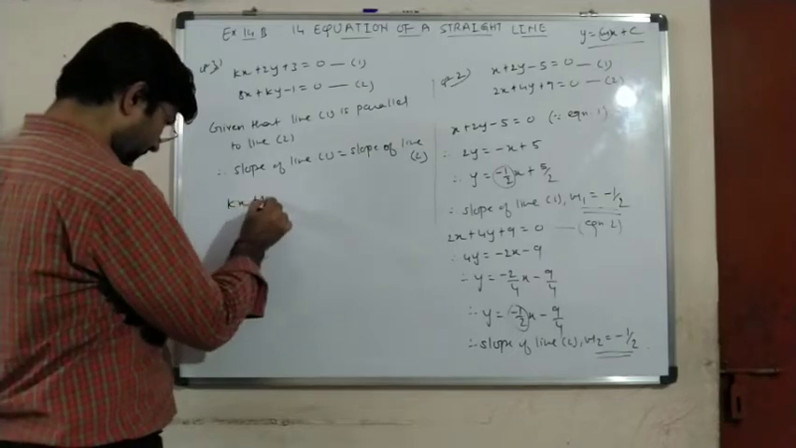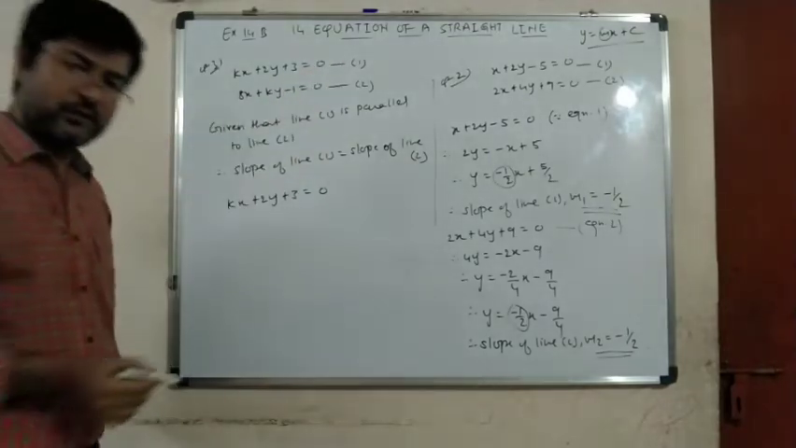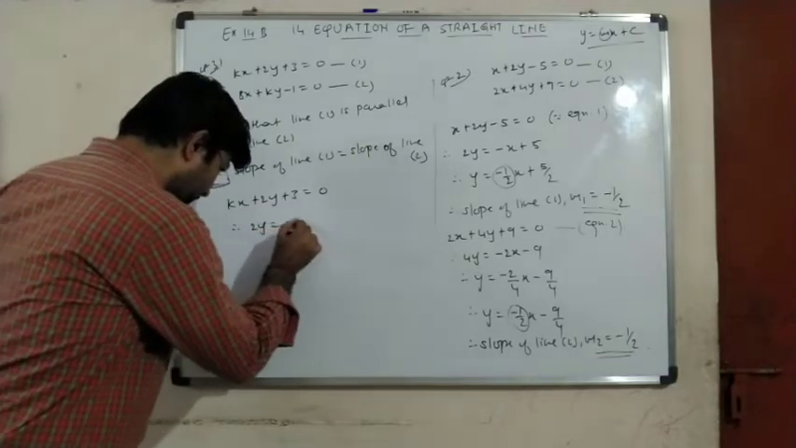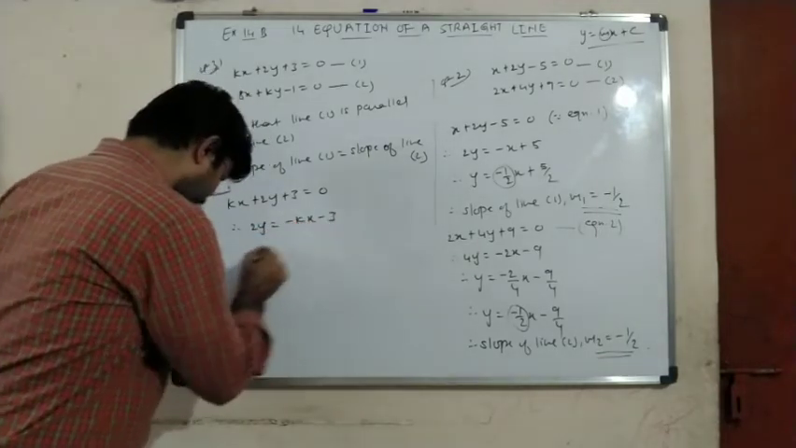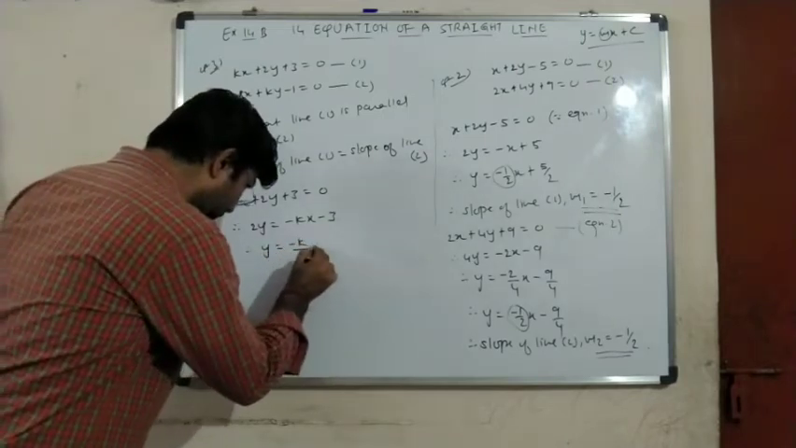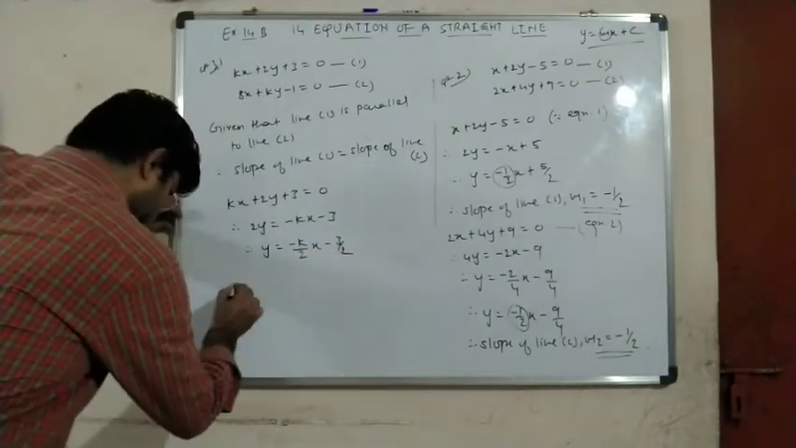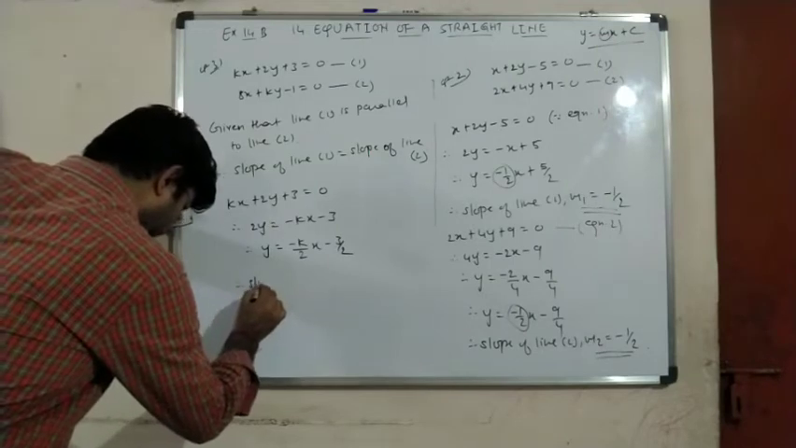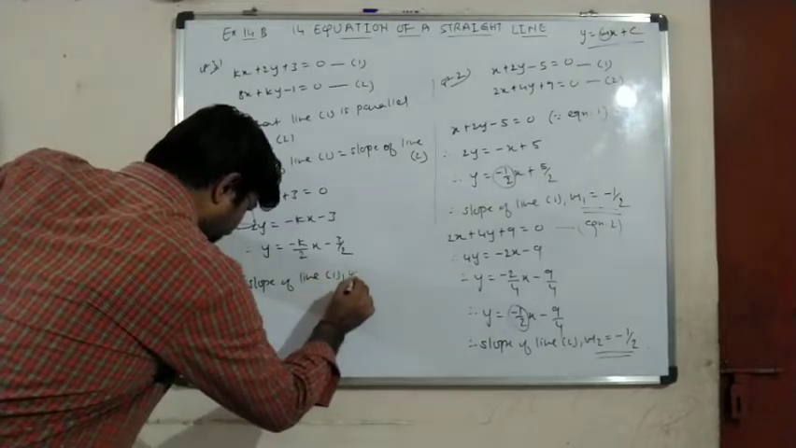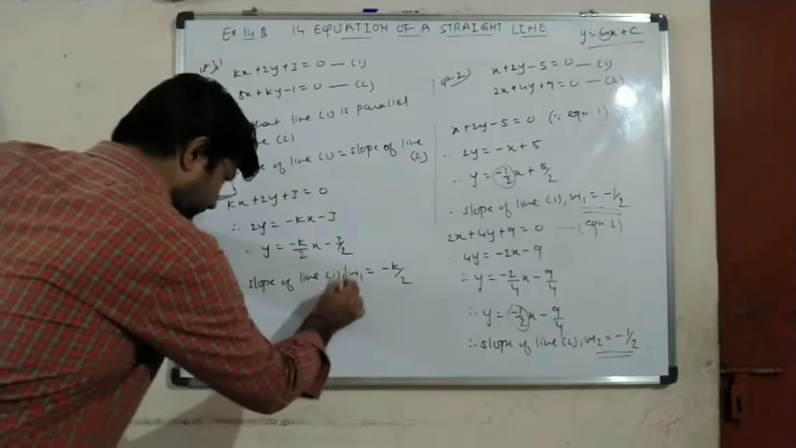kx plus 2y plus 3 is equal to 0. Again we will convert into y is equal to mx plus c form. Therefore 2y is equal to minus kx minus 3. Therefore y is equal to minus k upon 2 x minus 3 upon 2. Clear? And therefore m1, or slope of line 1, denoted by m1 is equal to minus k upon 2. Clear?